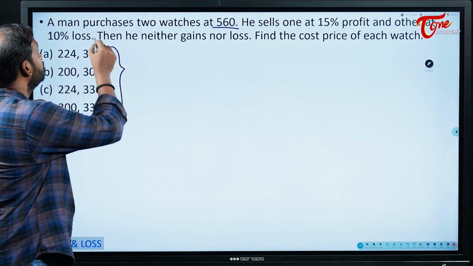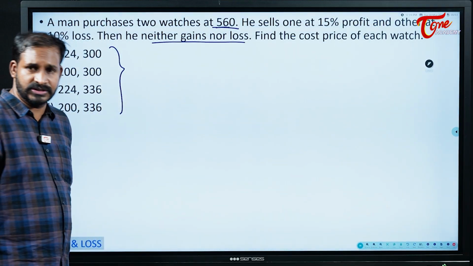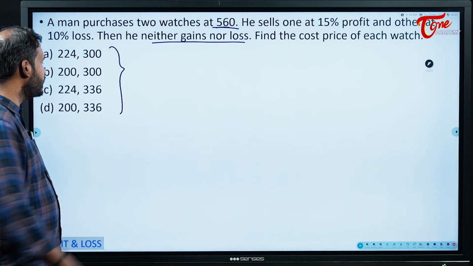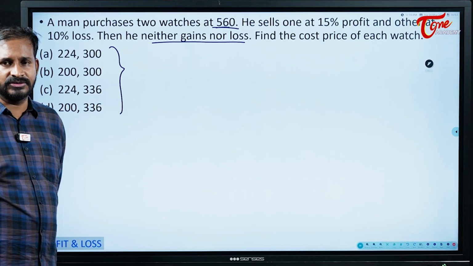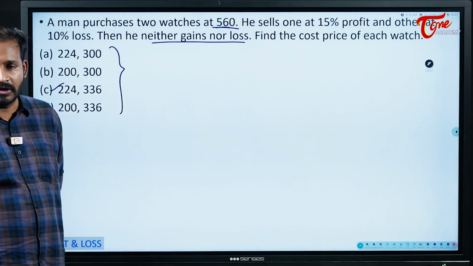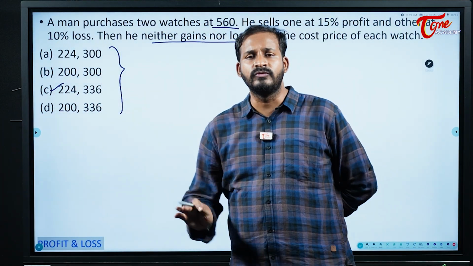See, the man purchased 2 watches for 560 and he is getting neither profit nor loss. That means he will sell for the same 560 rupees. So please observe the options. Add which 2 options you will get the sum as 560. That is your answer. Luckily here there is only one option, that is option C. But in general this will not happen. There will be multiple options whose sum will be 560.